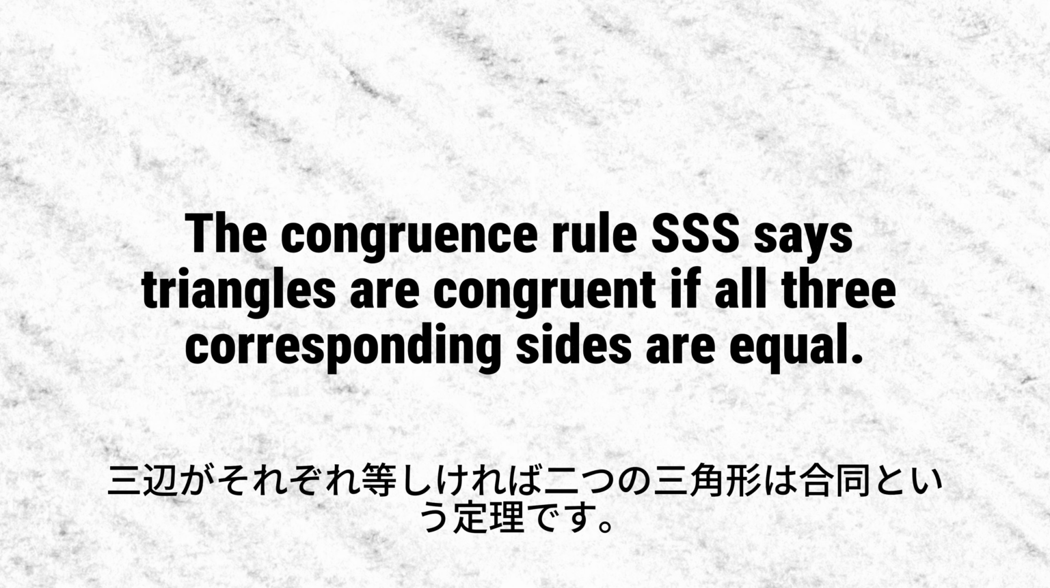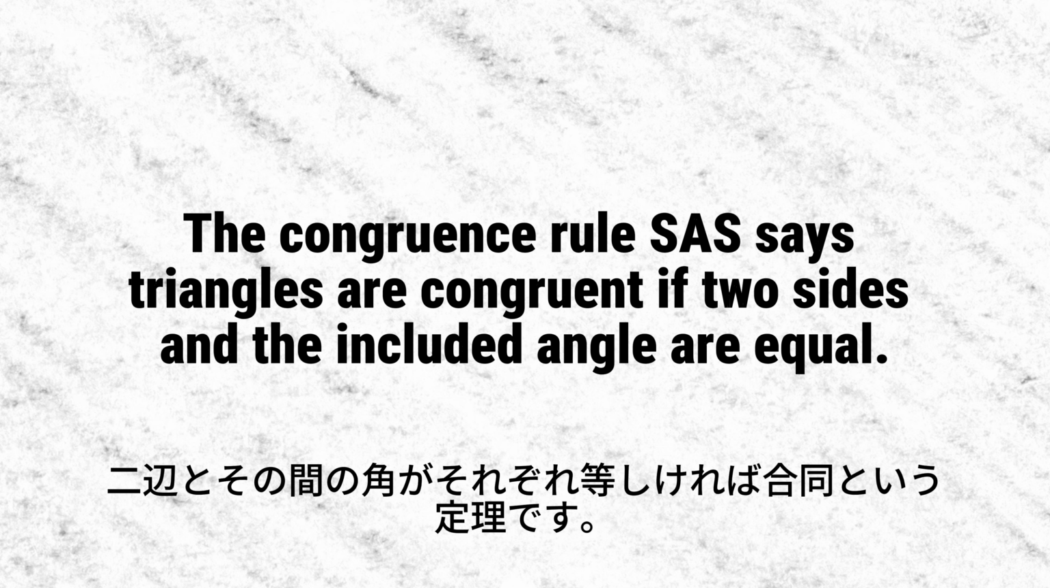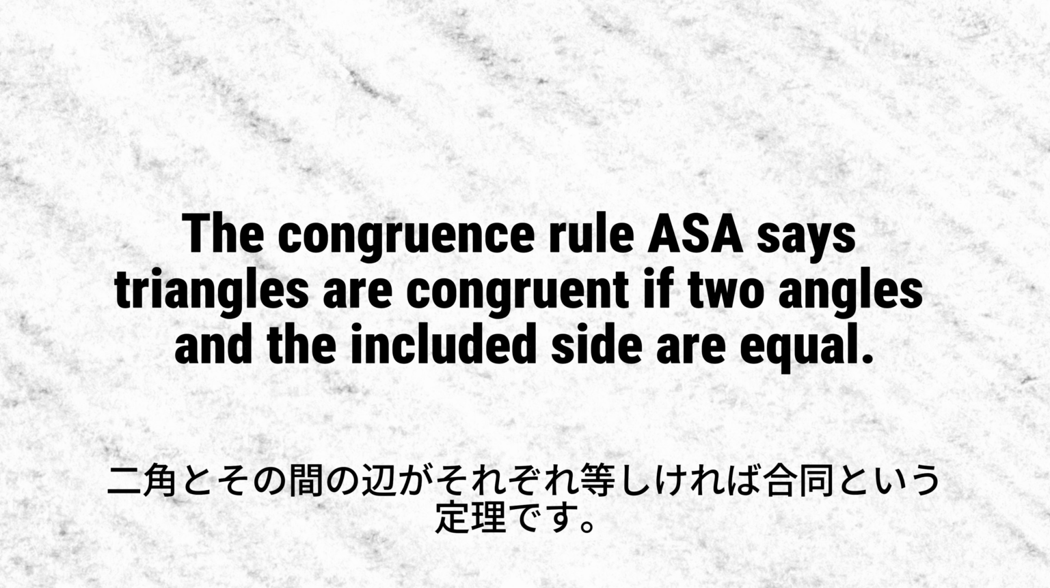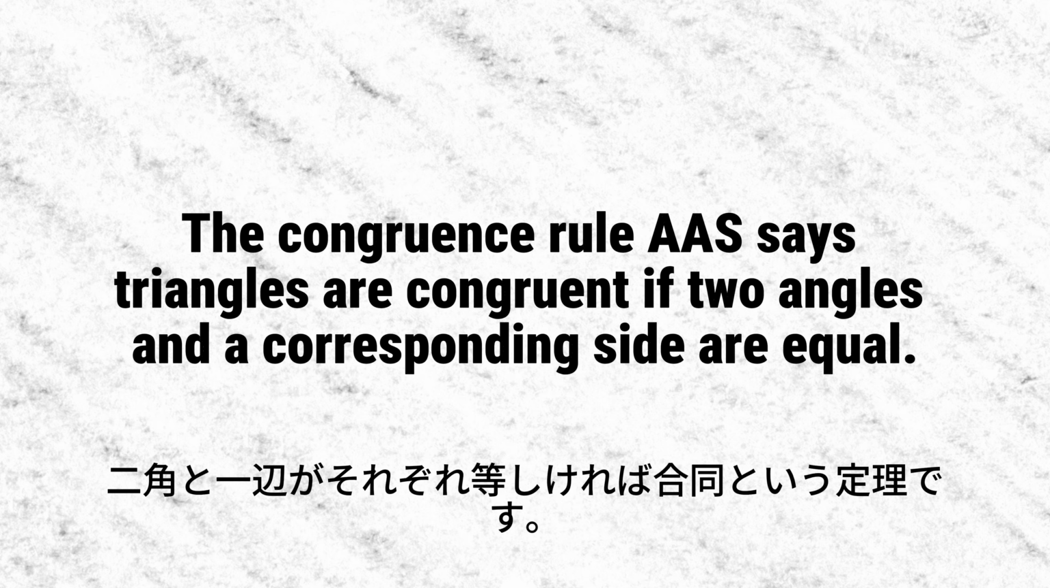The congruence rule SSS says triangles are congruent if all three corresponding sides are equal. The congruence rule SAS says triangles are congruent if two sides and the included angle are equal. The congruence rule ASA says triangles are congruent if two angles and the included side are equal. The congruence rule AAS says triangles are congruent if two angles and a corresponding side are equal.